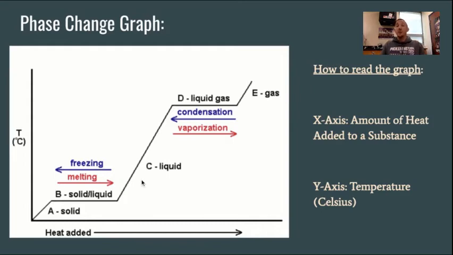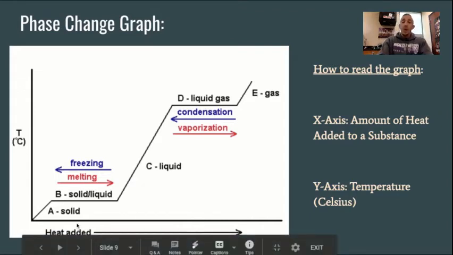Now, you guys are going to be looking at phase change graphs, and you have to be able to identify when something is freezing, melting, condensing, vaporizing, if something's a solid, liquid, or a gas. During your lab, you actually made a graph, and we're going to analyze those graphs to see if you can point out when something's a solid, liquid, or gas.